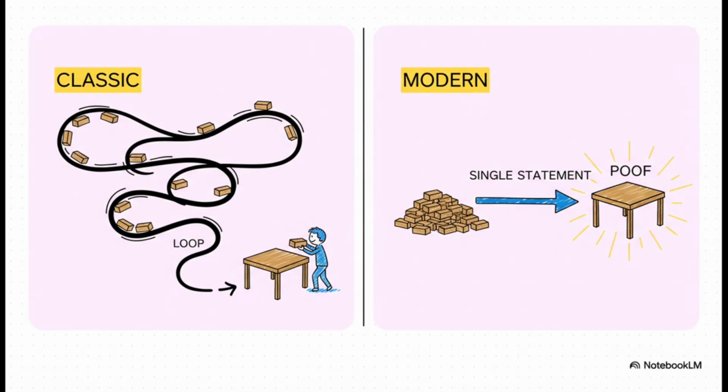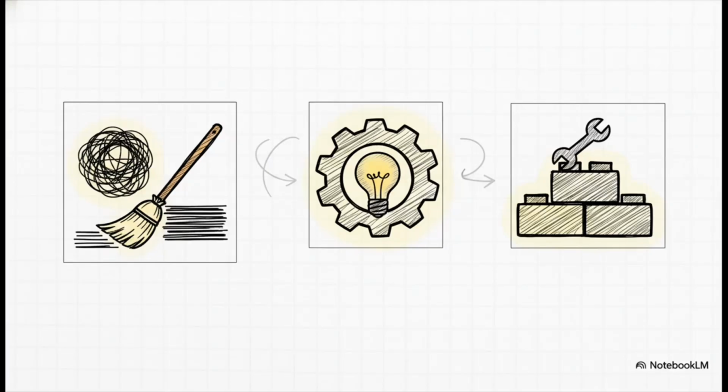I mean, just look at this side by side. The classic way on the left, it's like taking the long scenic route to build a simple table, right? Lots of lines, lots of steps. But the modern way on the right, bam, one single powerful statement. And trust me, this isn't just about making your code look pretty. It's a completely different way of thinking. So how do you get from that to that?